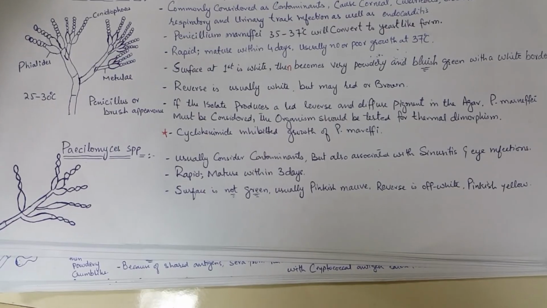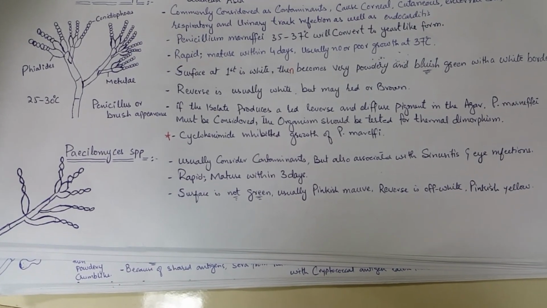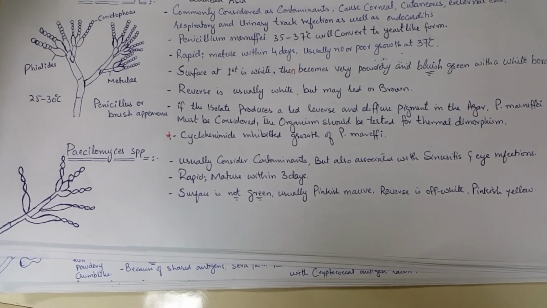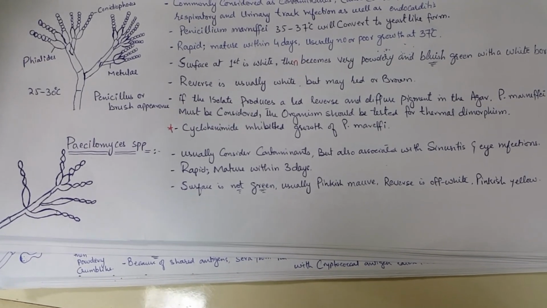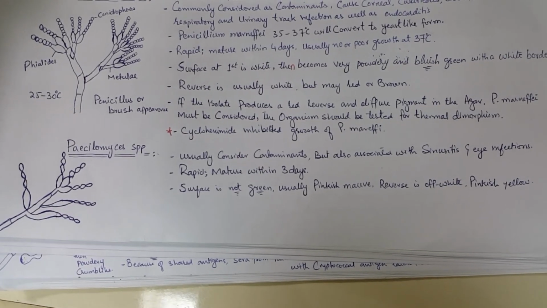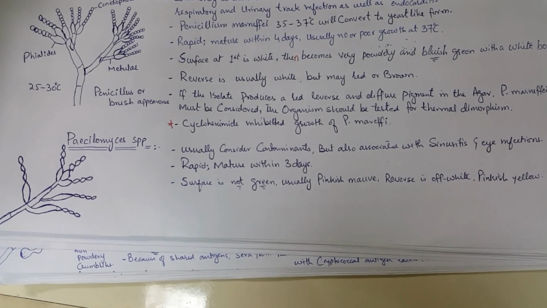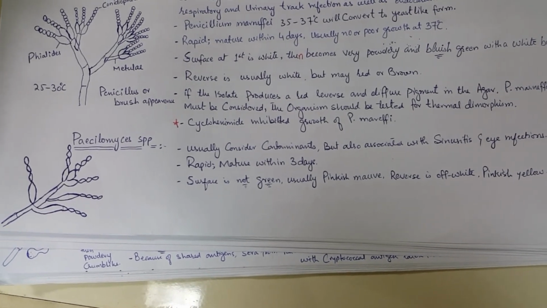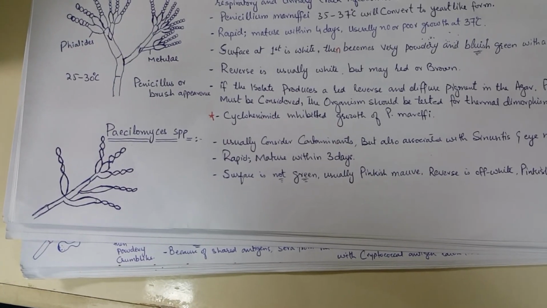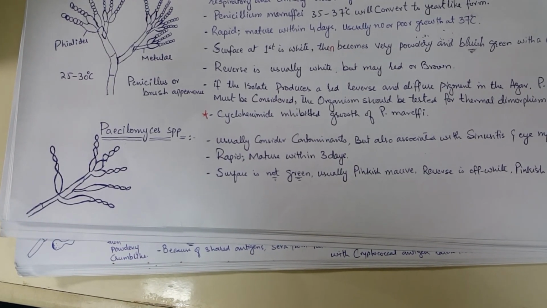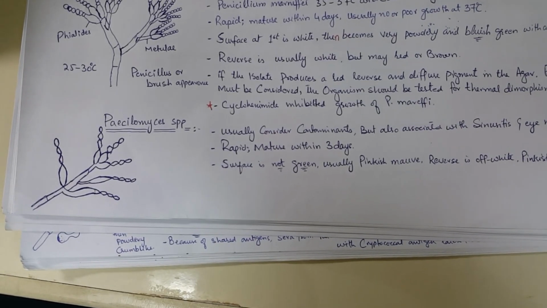Paecilomyces species is also a hyaline hyphomycete and is usually considered a contaminant, but it is also associated with sinusitis and eye infection. It matures rapidly within 3 days, and the surface is not green, which usually differentiates this organism from the rest of the hyphomycetes; it is usually pinkish mauve, and the reverse is half white, pinkish yellow. The structure quite resembles Penicillium species, but the conidiophores are not that congested, and are localized.